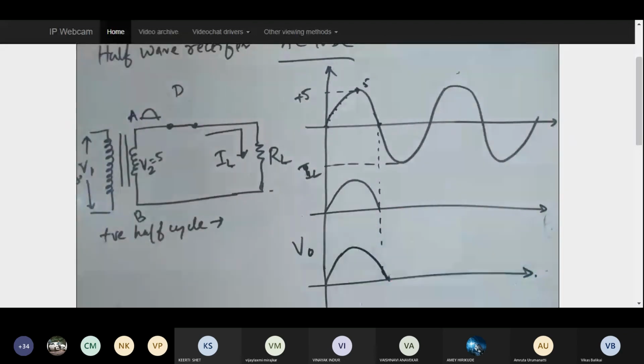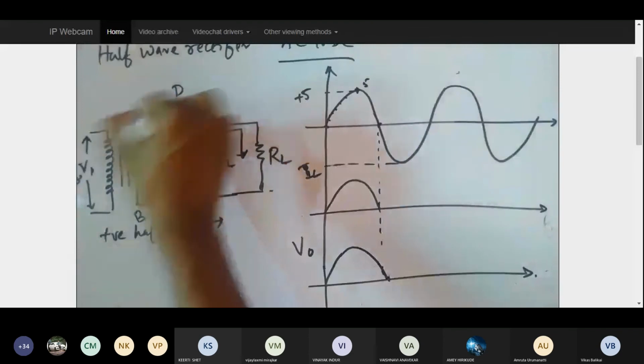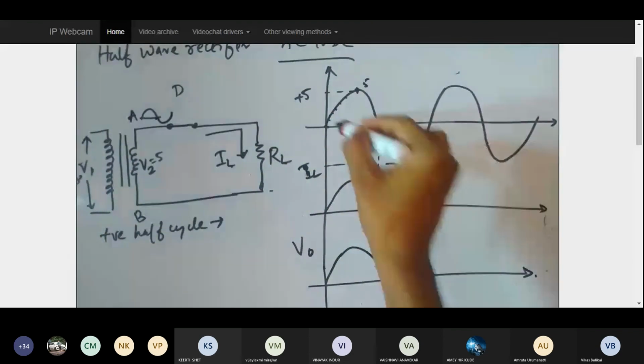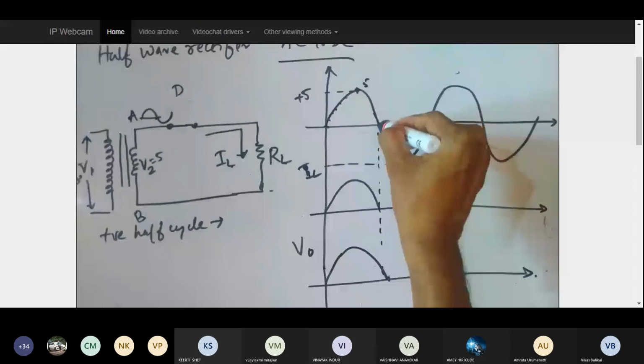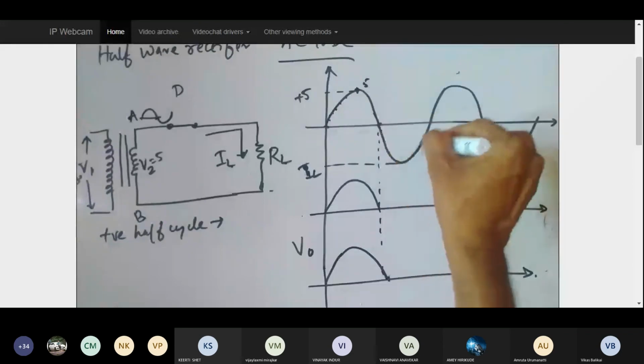Now, this scenario will not be constant for a longer duration of time. Immediately, my input voltage will be going down to the negative cycle. The input goes negative. What does negative mean? Voltage less than 0, like -1, -2, -3, -4, -5, -4, -3, -2, -1, 0.